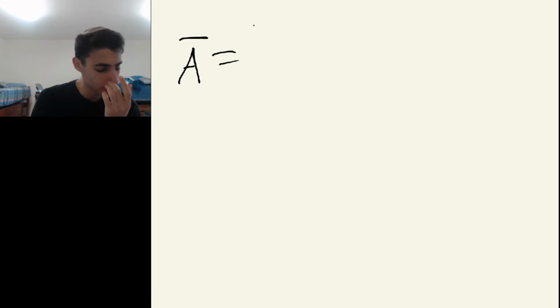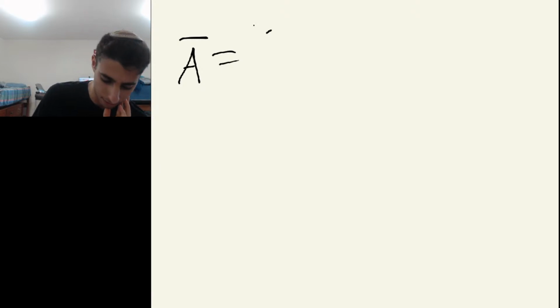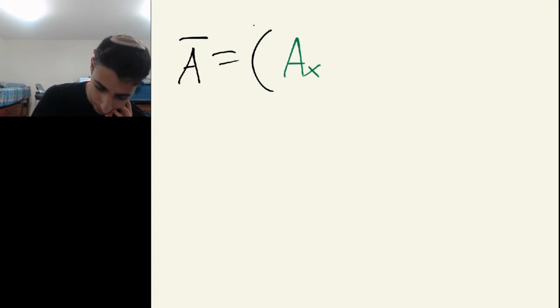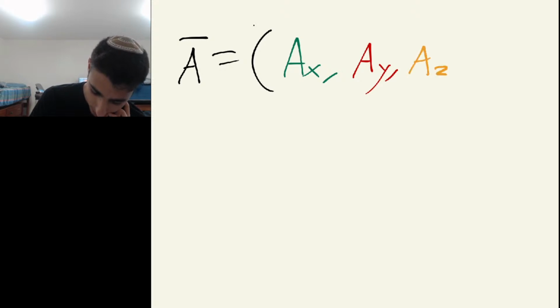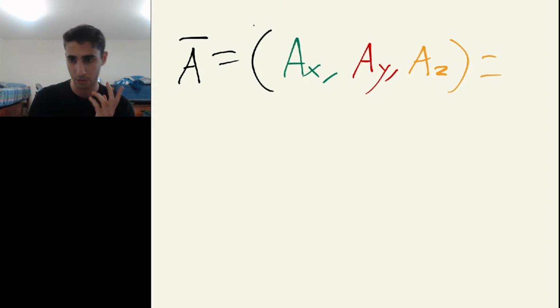So we described it in terms of its tuple notation, right? We have a sub x for the i-axis, comma, a sub y, comma, and here we have a sub z, right? That was what we had before. We had our tuple notation.